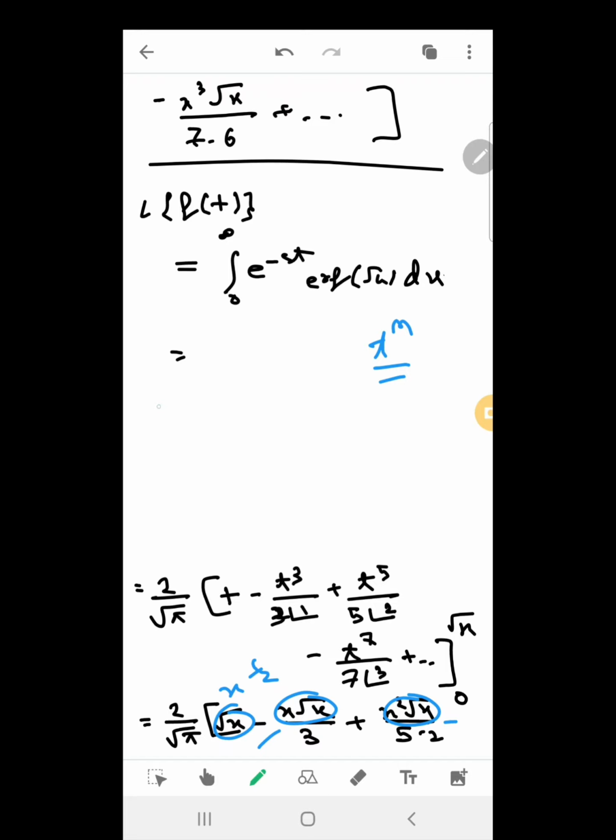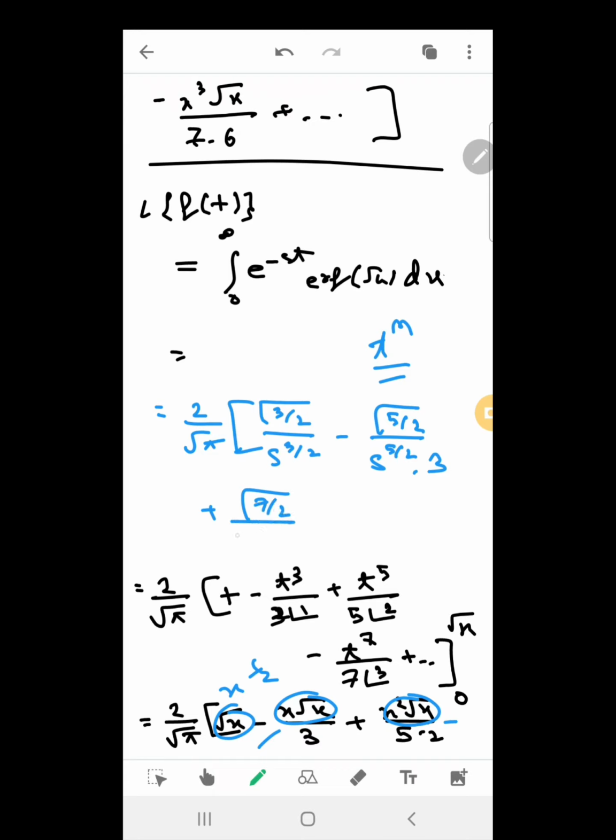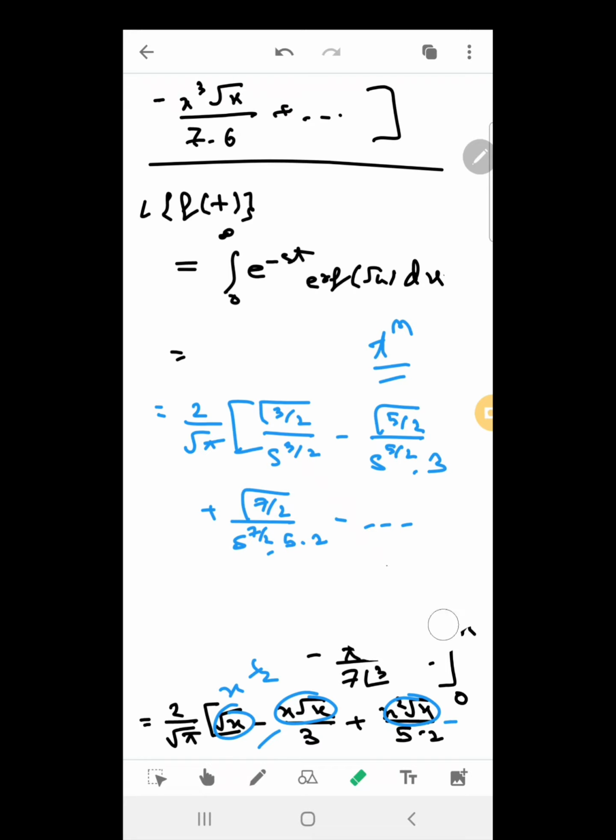This is x to the power 1 over 2, right? So this becomes n plus 1, I'm sorry. So root pi, this becomes gamma of 3 over 2, gamma of 3 over 2 over s to the power 3 over 2 minus gamma of 5 over 2 over s to the power 5 over 2 times you have 3 plus gamma of 7 over 2 over s to the power 7 over 2 times you have 5 times 2 minus and so on. Clear? Okay, let me rub the bottom portion and let me continue.